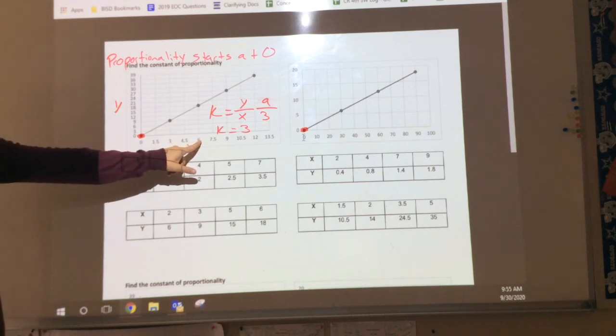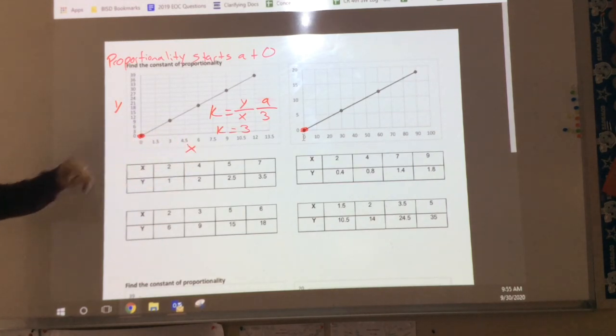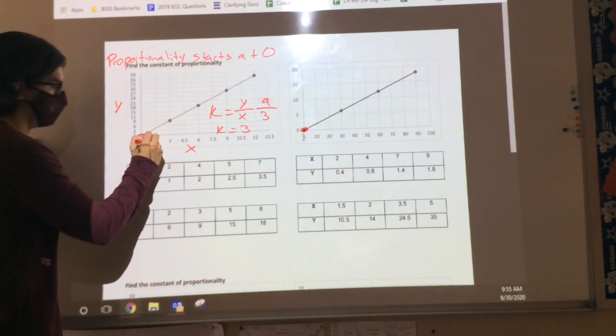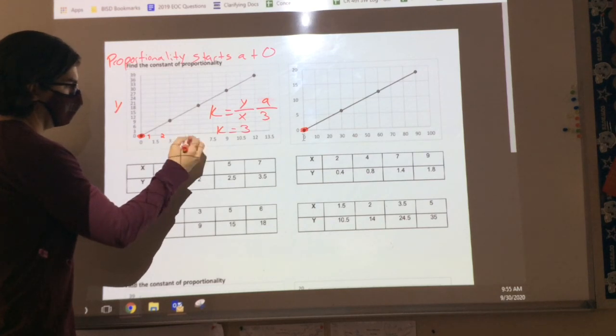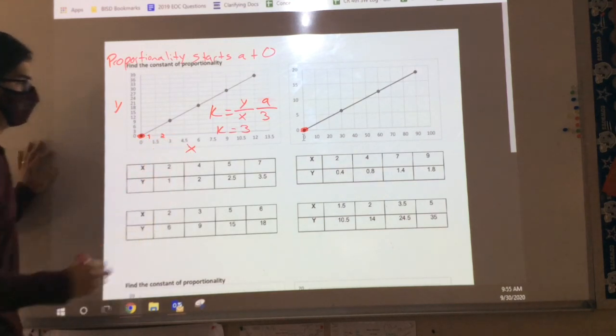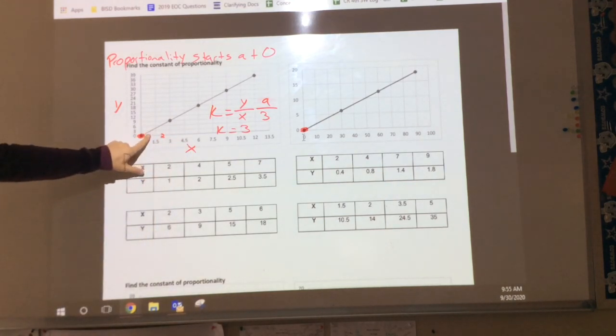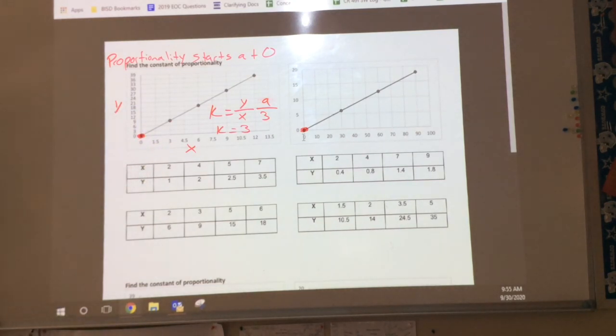So again, if I go to 6, here's 1. Here's 2. 3. That graphed off a little bit. What this is implying, though, is that we're increasing by 3 for every single number. What I want you to take away from this is, can you figure out what the constant is by using that formula, k equals y divided by x?